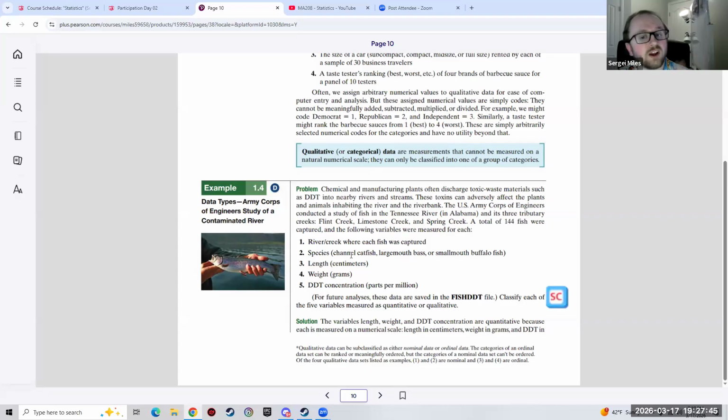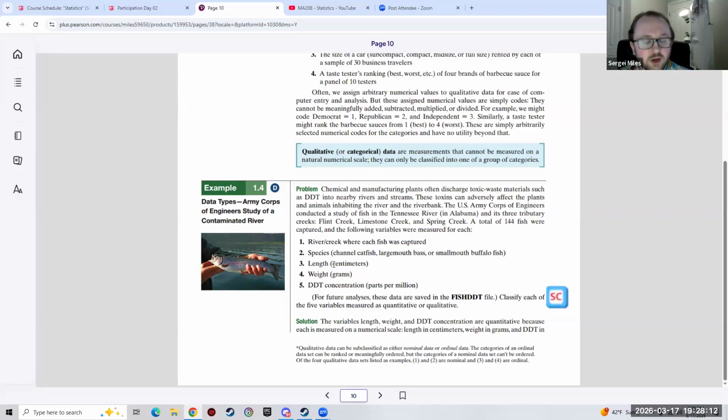I'm also collecting what kind of fish it is. After all, maybe some fish are okay. Maybe only some species are being affected by what's being seen in the waters. So we collect their species. Are they a catfish? Are they a bass? Buffalo fish? And so on and so forth. Again, qualitative. This is not a numerical value. This is a category or a quality about the fish that I am collecting information on.